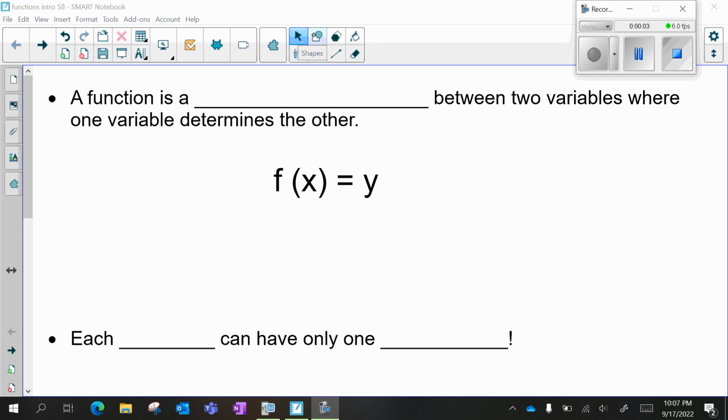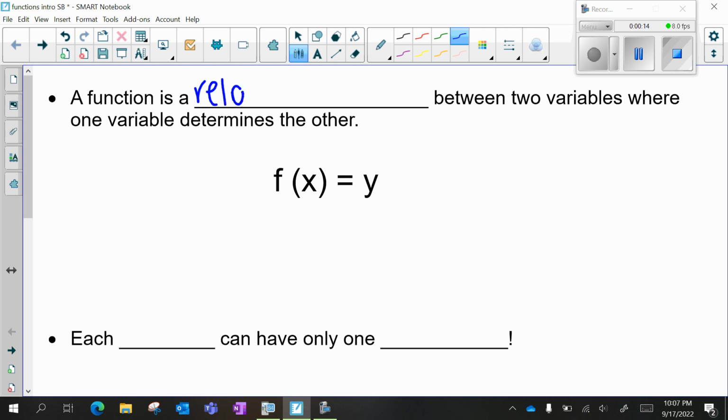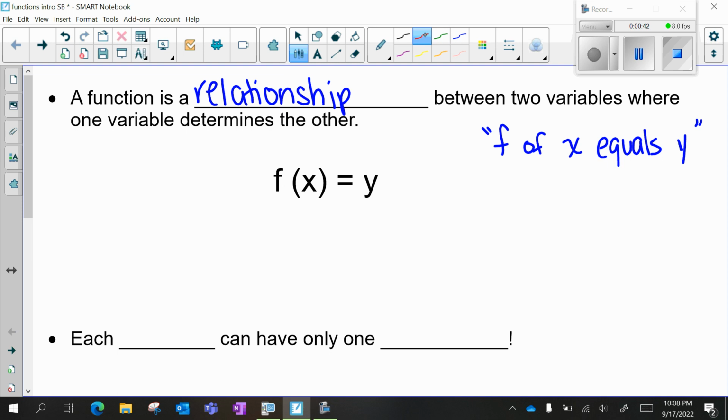For this video, we're going to introduce the idea of functions and review some concepts that hopefully you remember from previous courses. So a function is just a relationship between two variables where one variable determines the other variable. And what you see below, f of x equals y, that's how you say that mathematical sentence. And that is known as our function notation.